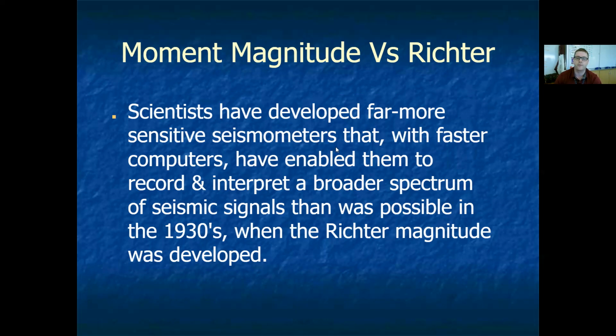We have faster computers. We have way more sensitive seismometers that enable scientists to record and interpret a much broader spectrum of these seismic waves than was possible in the 1930s when that Richter scale was developed. It makes sense that we're trying to get away from the Richter scale to improve upon it. That's a technology that at this point is almost 100 years old. It's about 91 years old from right now. So it makes sense that if we have better technology now, technology that helped us get to the moon 30 some years after this scale was developed, we'd have more precise measurements.